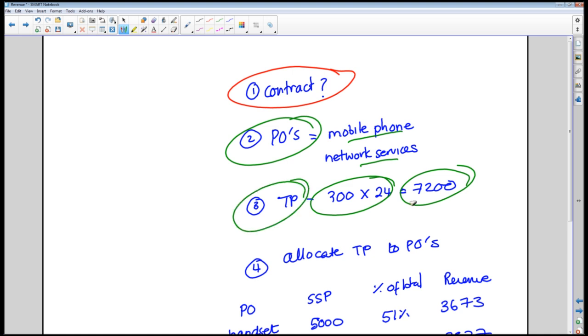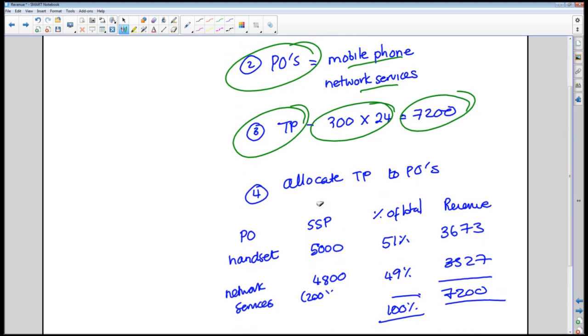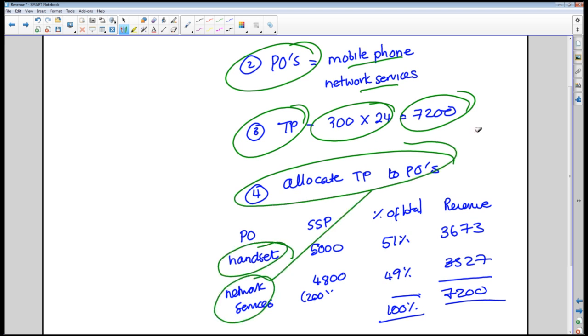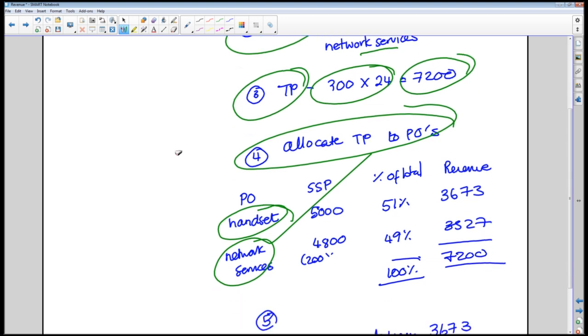The fourth step of the five-step model will then say we need to allocate this transaction price to the performance obligations. So we need to allocate the 7,200 to the mobile phone and to the network services. Now, we've got our performance obligations here, and we also have the standalone selling prices for these performance obligations. As we see in the example, the handset sold without the network services is sold for actually 5,000 rands. So that is basically the cash price for this handset. That's a standalone selling price, and it is taken from observable selling prices. We don't actually need to estimate that.